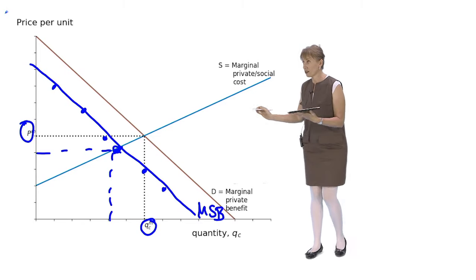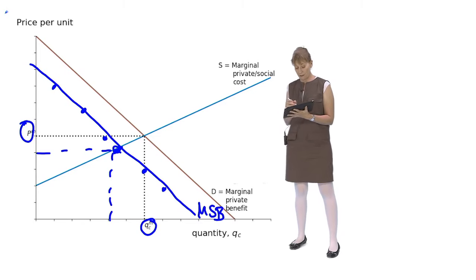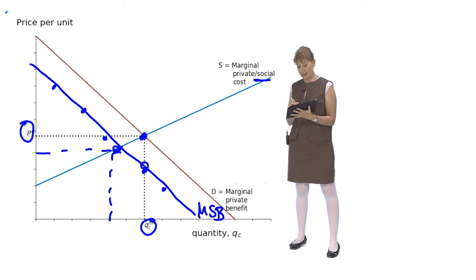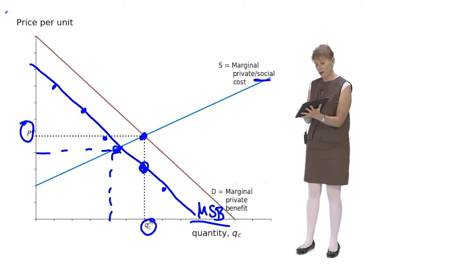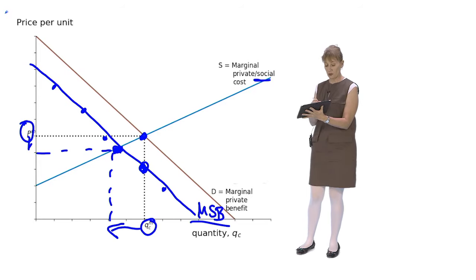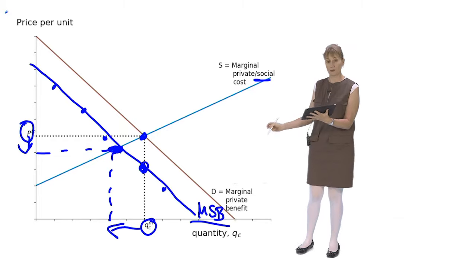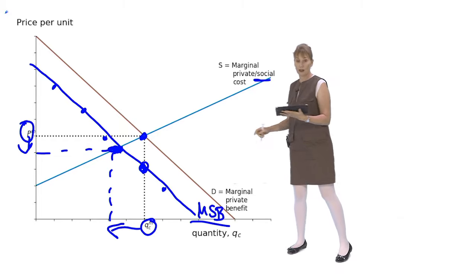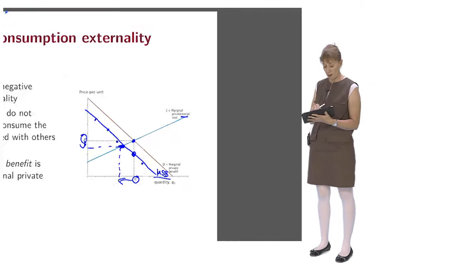As we can tell, our market equilibrium is inefficient because at market equilibrium, our marginal social cost, right here, exceeds our marginal social benefit. And society would benefit from less of this good being consumed. So our socially efficient price and quantity are lower than our market price and quantity.